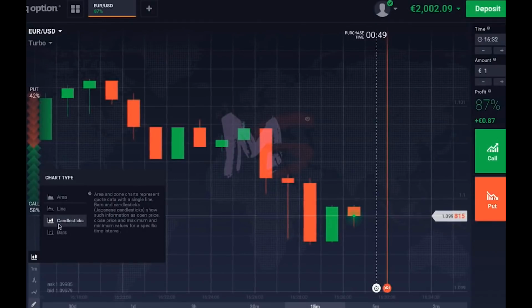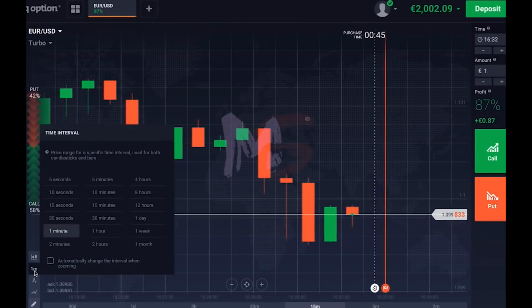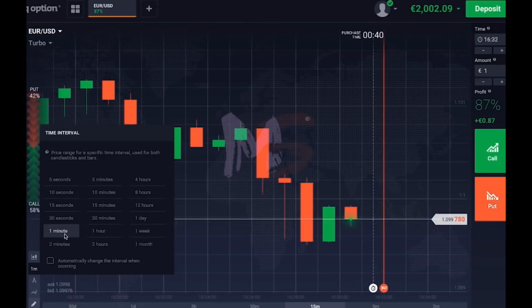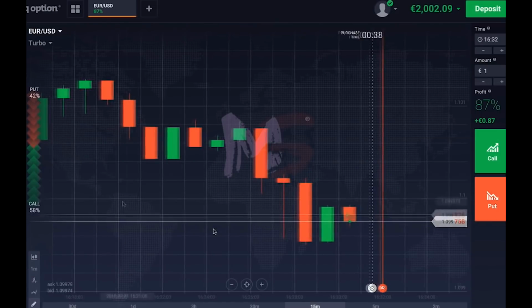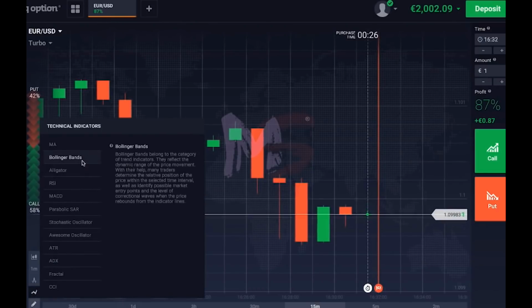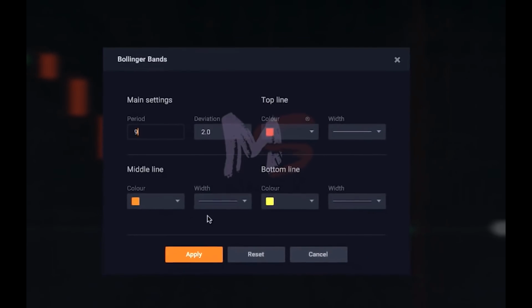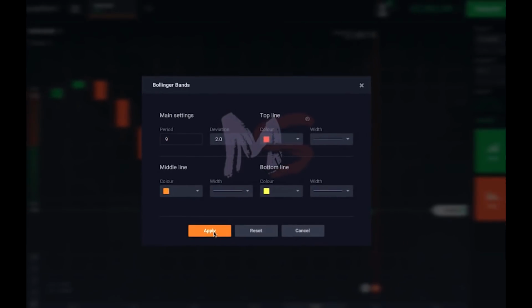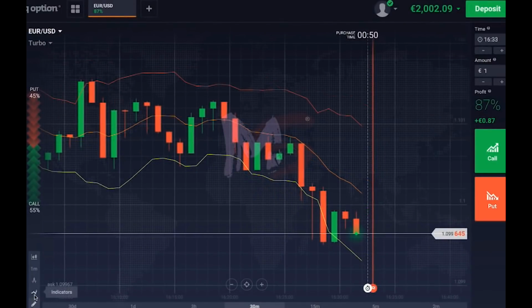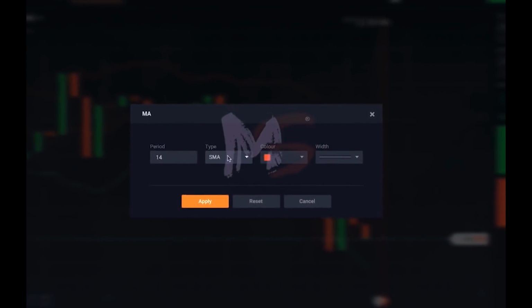First of all, set the chart with 1-minute candlesticks. Well, we must add Bollinger Bands, and put 9 in the period window. Then, we must add a moving average, EMA, setting 100 in the period window, then apply.